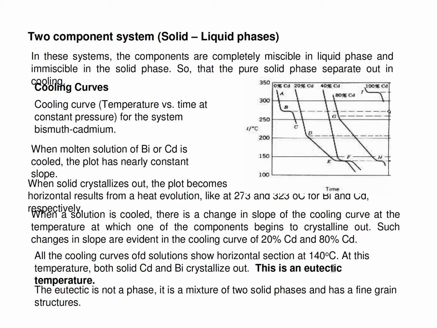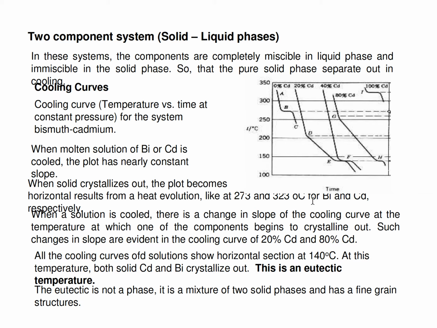Okay, for the two-component system with solid and liquid phases, the components are completely miscible in the liquid phase and immiscible in the solid phase, so that the pure solid phase separates out on cooling. For this cooling curve, we have temperature against time at constant pressure for the system bismuth-cadmium. When the molten solution of bismuth and cadmium is cooled, the plot has nearly constant slope. So here, constant, and when the solid crystallizes out, the plot becomes horizontal as a result of heat evolution.